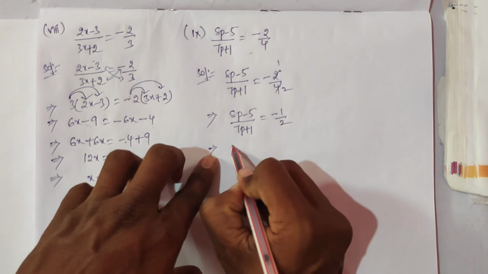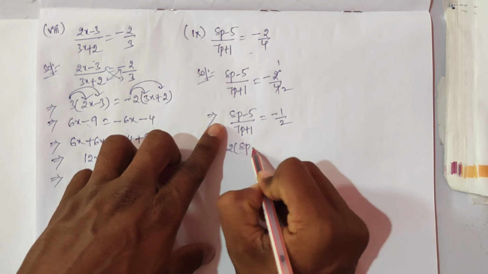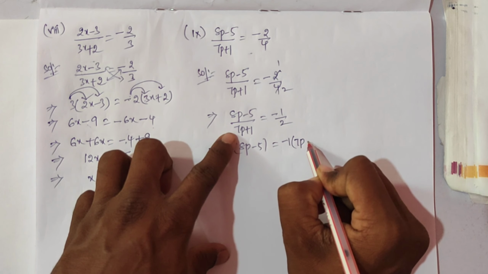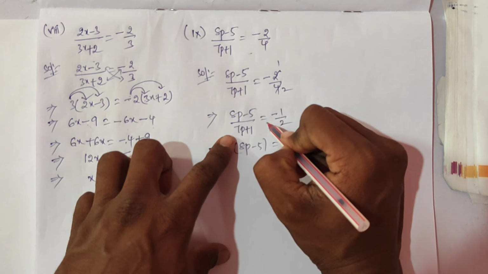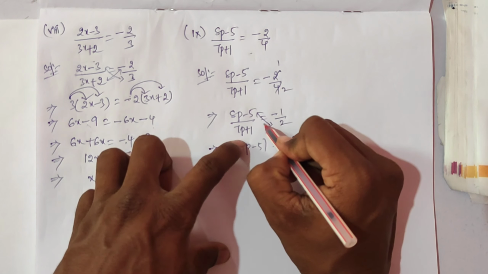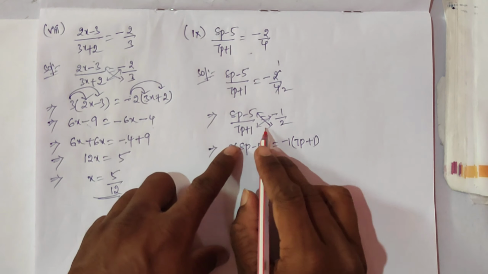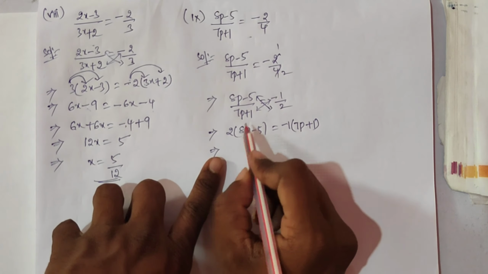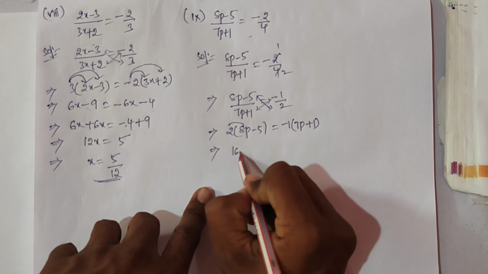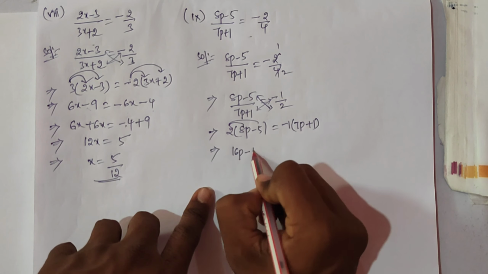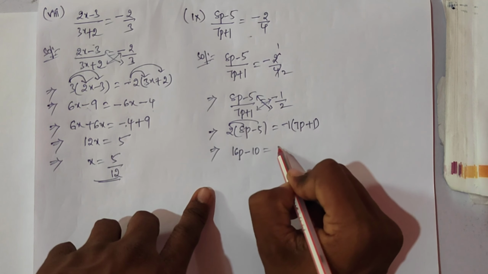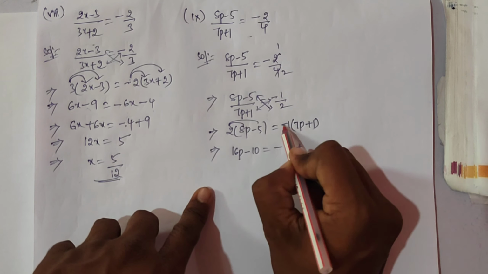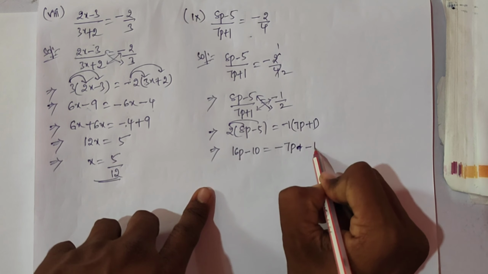This implies it becomes what? 2 into 8p minus 5 is equal to minus 1 into 7p plus 1. Just multiplying 2 with its numerator and minus 1 with this denominator, nothing but doing a cross multiplication. Now we have to remove the brackets by applying the distributive property. 2 8s are 16p minus 2 5s are 10 is equal to minus into plus is minus 1 7s are 7, and variable is p, plus, sorry, plus into minus is minus 1 1s are 1.